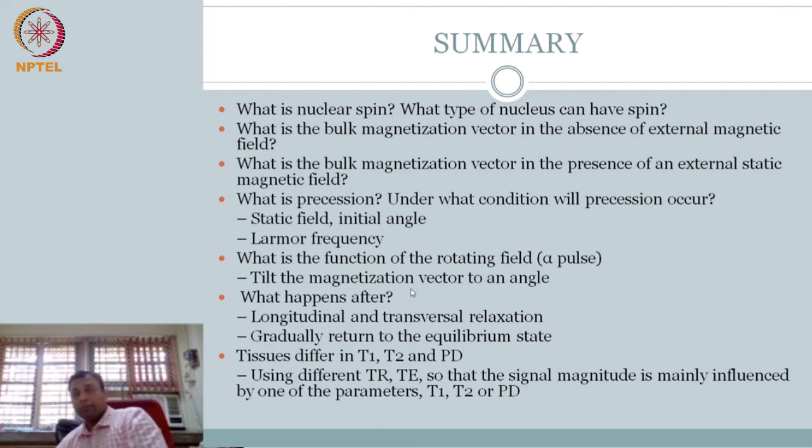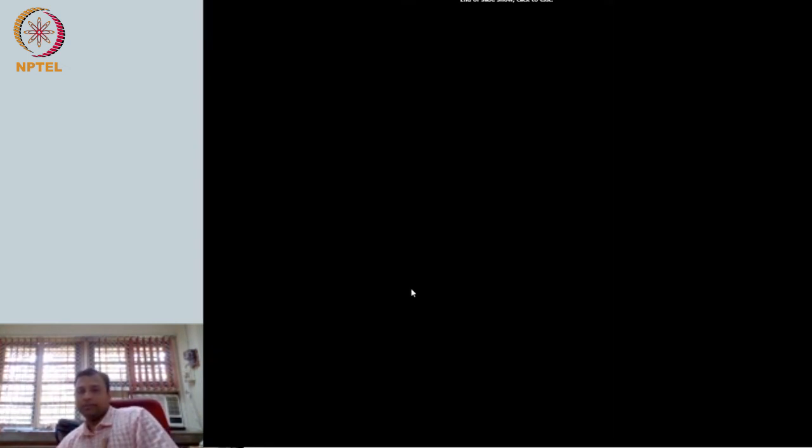In the next module, we'll talk about the instrumentation: how do we realize this? And finally, after you get the data, how do I say that this signal is from this location? Imaging: how do we do that? Thank you.